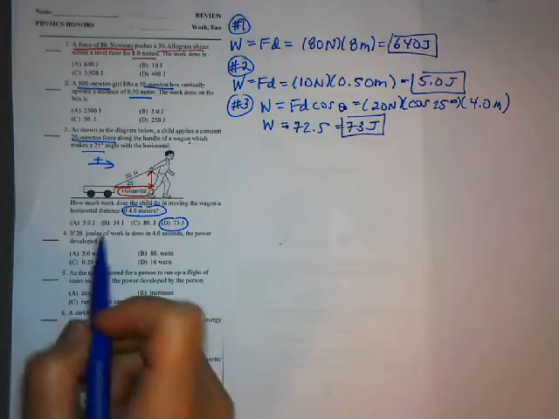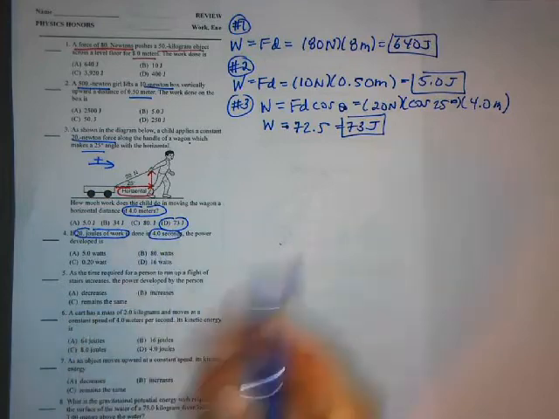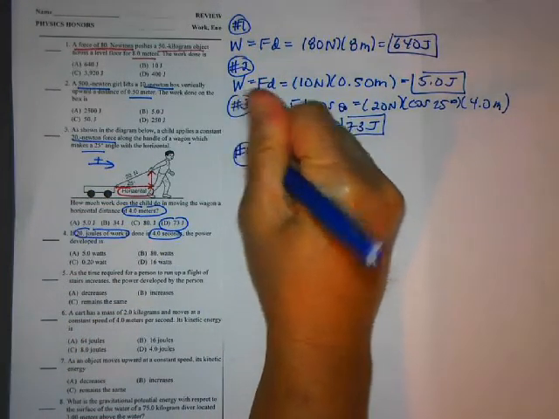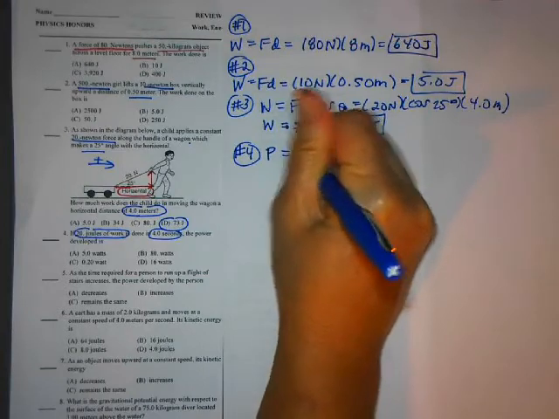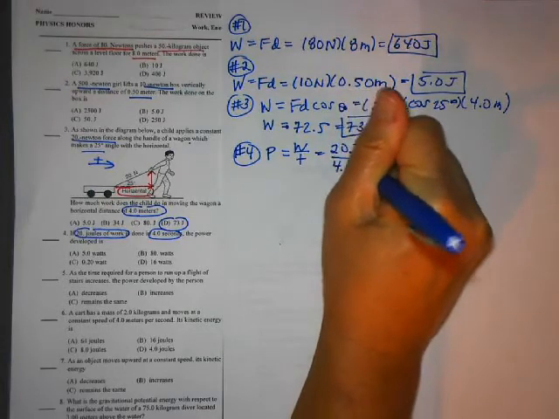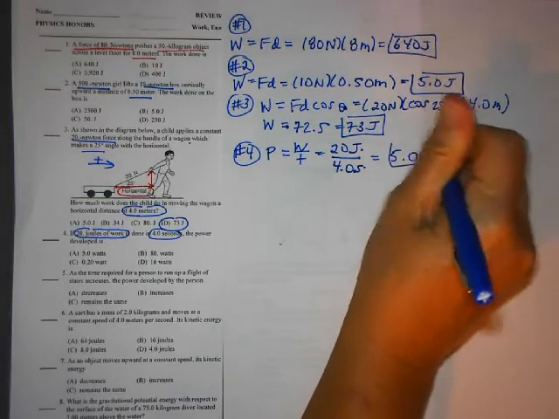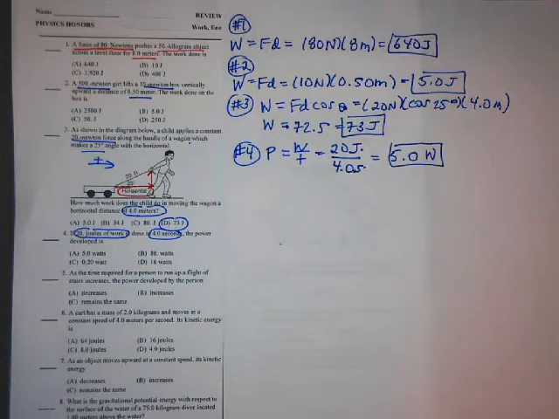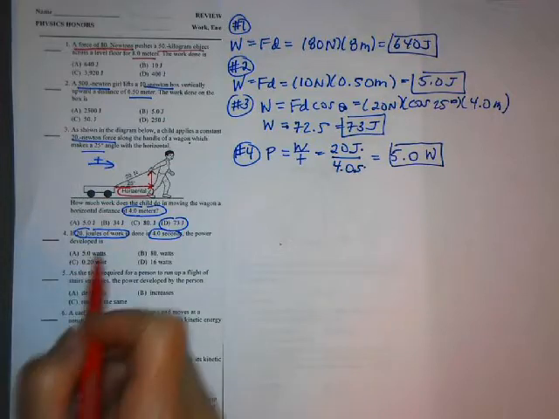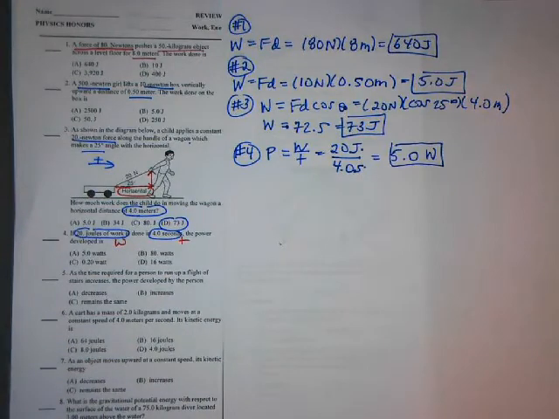All right, number 4. If 20 joules of work is done in 4 seconds, what's the power? Power is work divided by time. So 20 joules divided by 4 seconds, and a joule per second is a watt. Again, when you're reading the question, you can circle what you're given. Maybe for here, I just want to say this is W, this is T. I can put my variables in. That'll help me to identify what everything is.